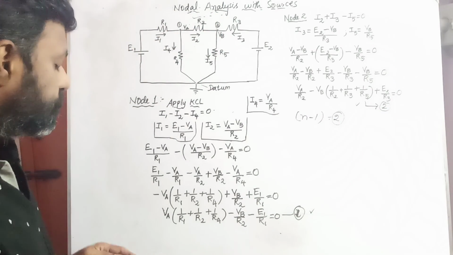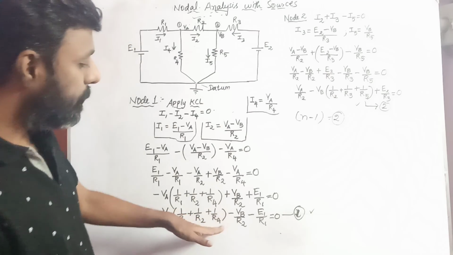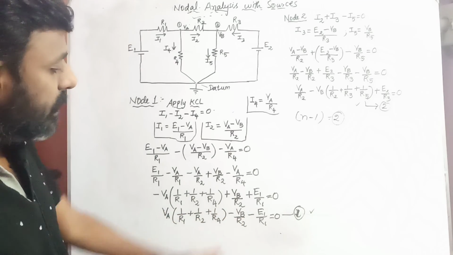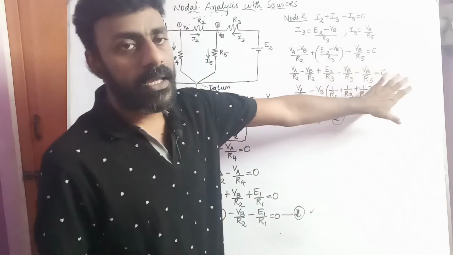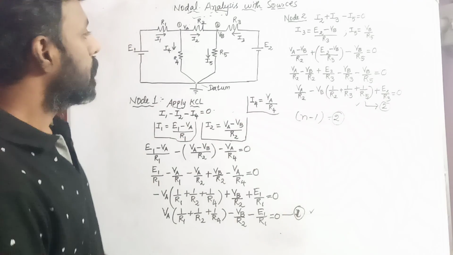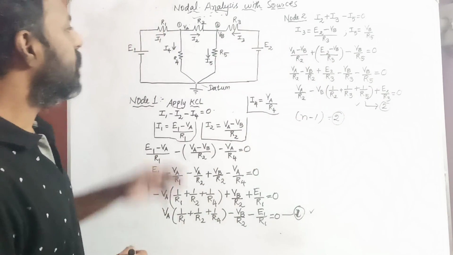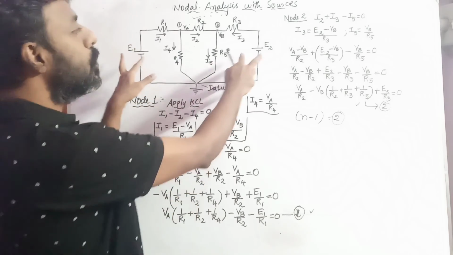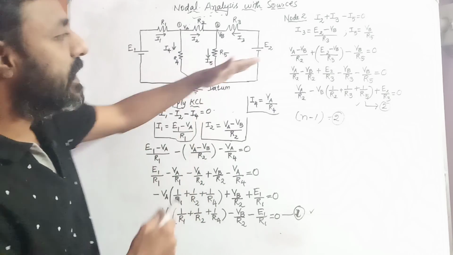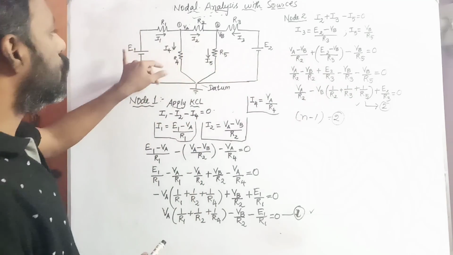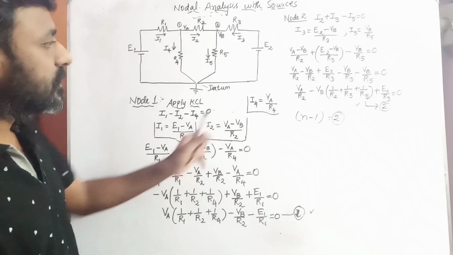This is VA into 1 by R1, 1 by R2, 1 by R4, minus VB by R2, minus E1 by R1 equal to 0. This is equation 1 and this is equation number 2. So this is all about this nodal analysis. Here we have used two battery sources, and we have found the equations using two battery sources.